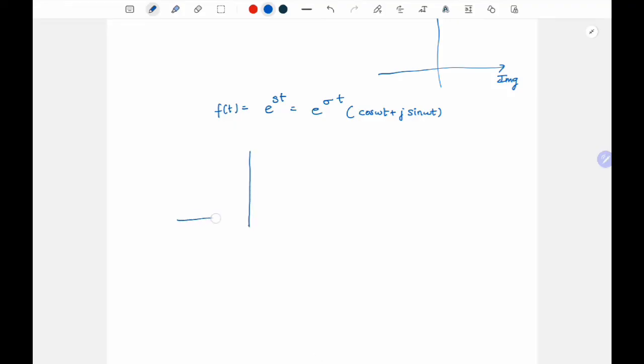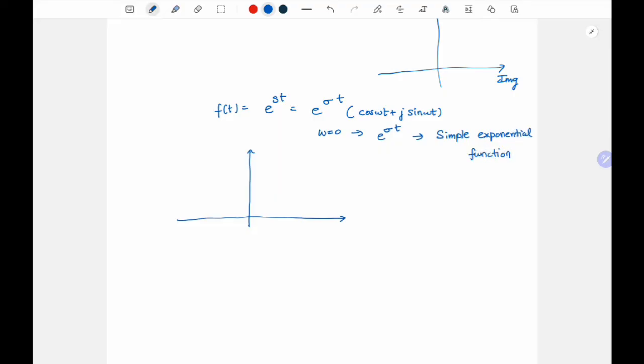So let's, for simplicity, take omega equal to 0, right? Then what happens to this? It just becomes e power sigma t. It is nothing but the simple exponential function. And how does it look?